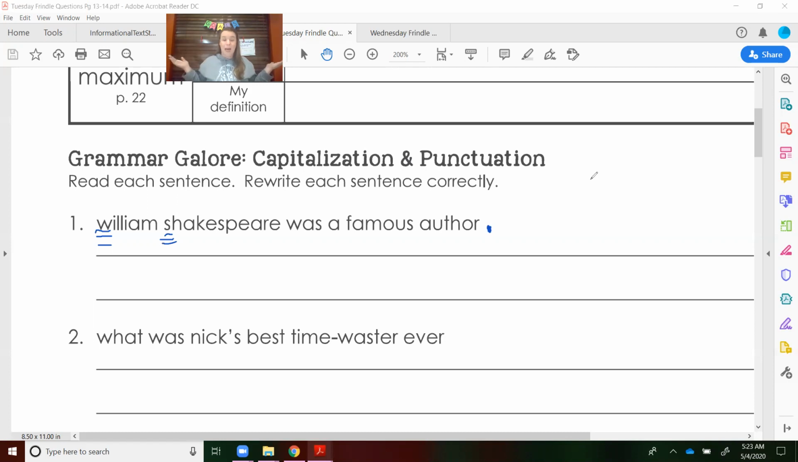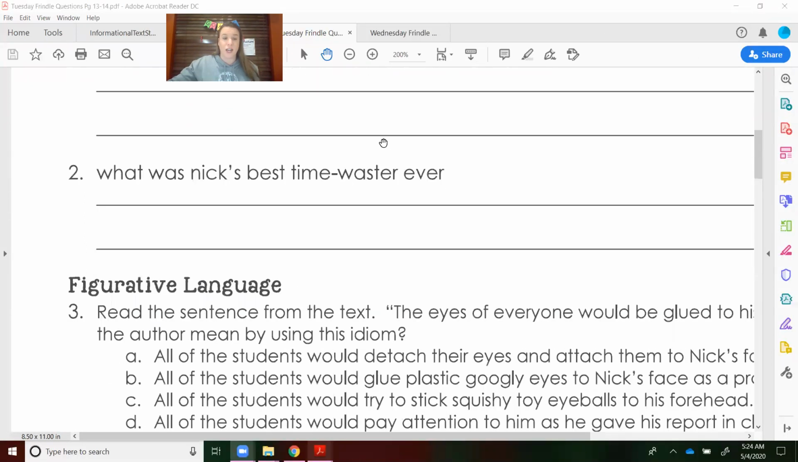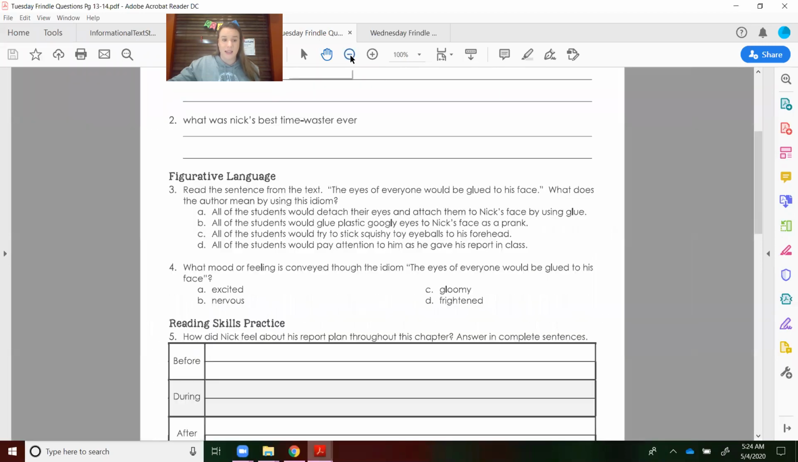All right, next. What was Nick's best time waster ever? Because you know he loves to waste time in class, so he doesn't get assignments or have to do work. So this is a question. So you're going to put a question mark at the end, a capital letter at the beginning of every sentence, and the word Nick needs to be capitalized because it is a proper noun. All right, these were very simple. Again, we're just going over those punctuation and capitalization so you have them down and ready for 4th grade. All right, so I'm going to clear this off and we're going to go to the next section. I'm going to zoom out so we can see this next section.